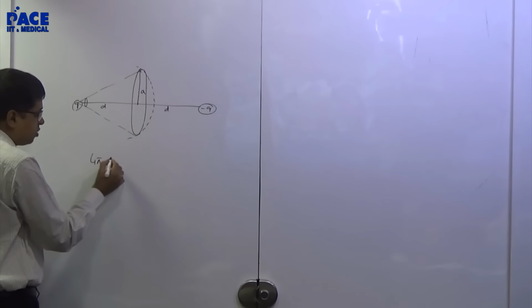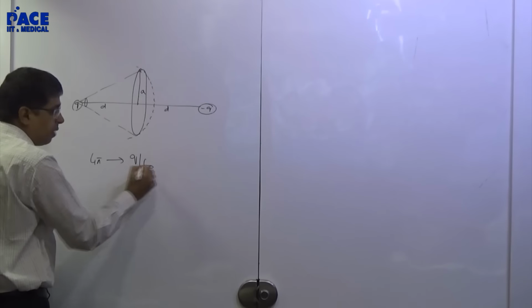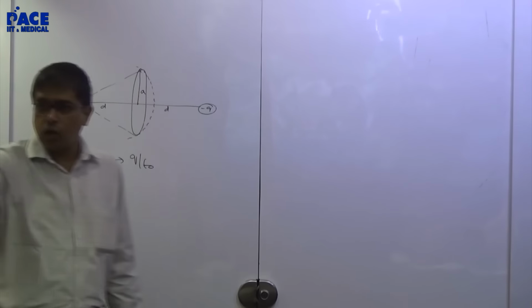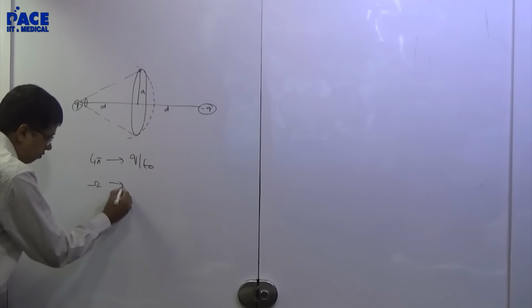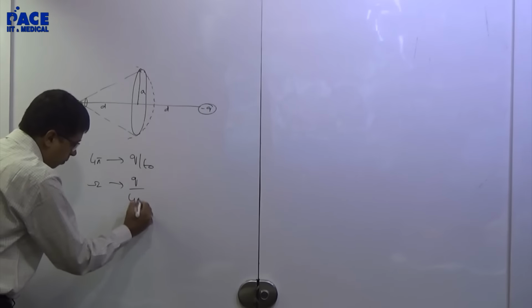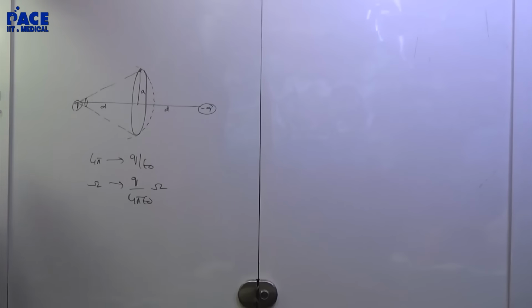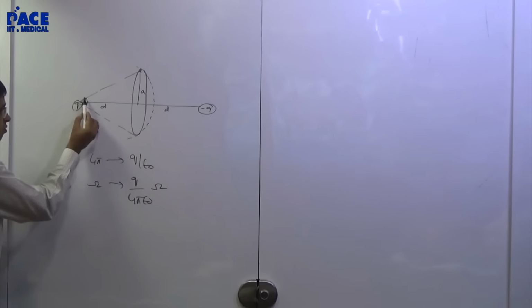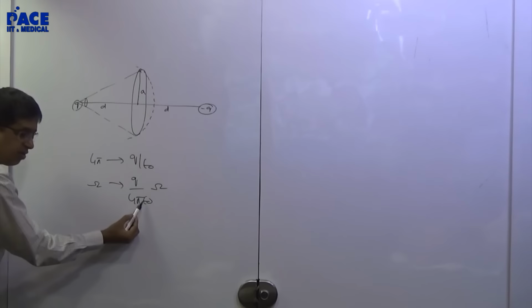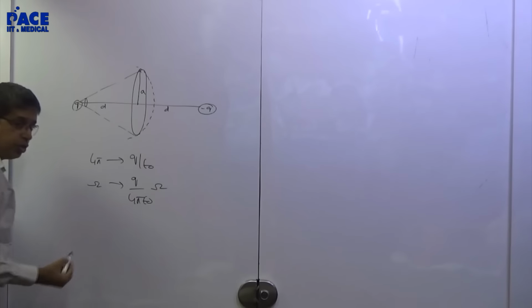For 4 pi solid angle, the flux will be q by epsilon naught. Who told you that? Gauss. Right? For this solid angle, it will be q by 4 pi epsilon naught into that solid angle. For 4 pi solid angle, it will be q by epsilon naught. For this solid angle, what will be the flux? Q by 4 pi epsilon naught into the solid angle.